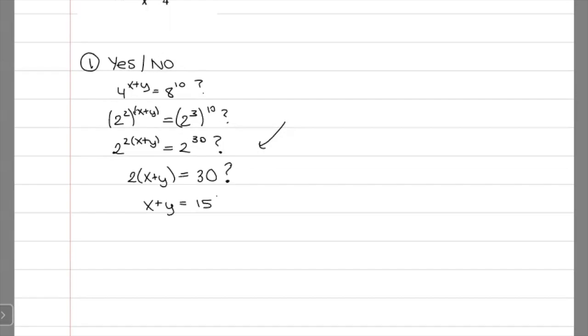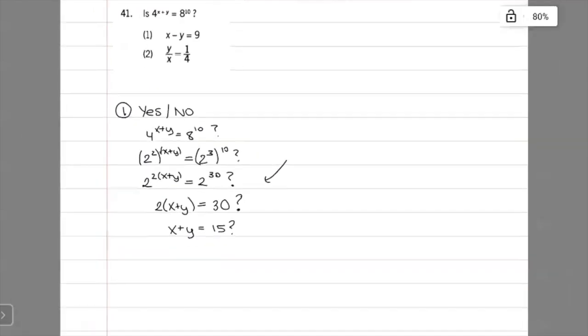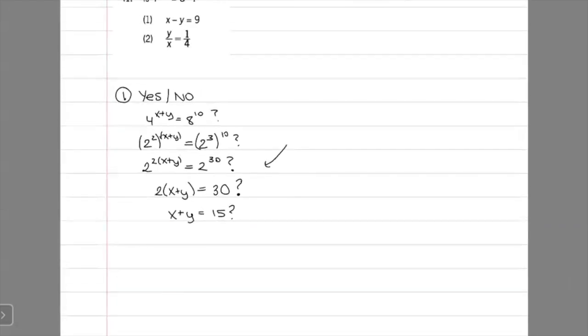So the point is that we care about the sum of x plus y. So we don't care about the individual values necessarily. So finding x and finding y isn't necessary. So usually I would say to focus on the prompt, but the prompt doesn't actually tell us anything here. And then we can just look at the statements.